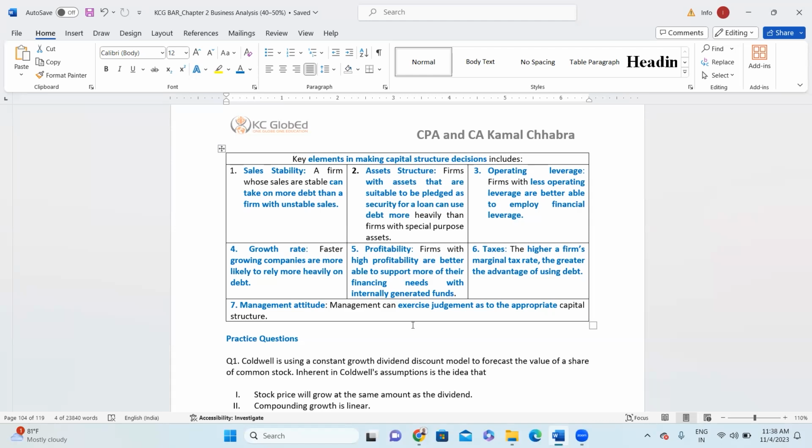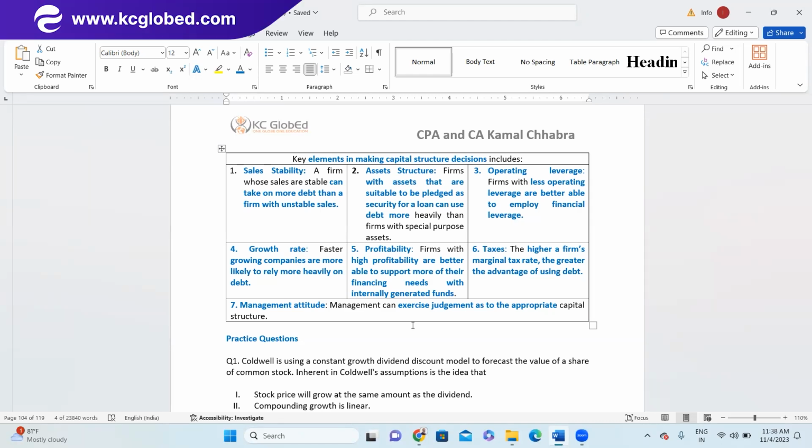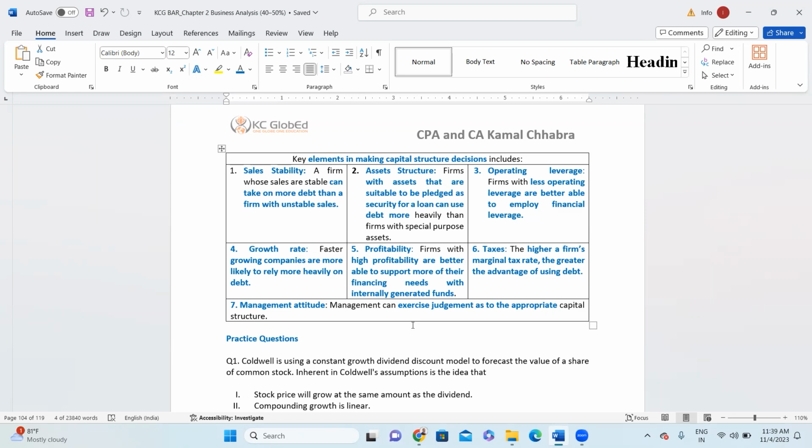Fifth point, clear everyone? Sixth point is taxes. The higher the firm's marginal tax rate, the greater the advantage of using debt. What does it mean? If the tax rate is high, that means you will take more and more tax benefit on interest, right? As you are taking more and more tax benefit of interest, involving debt more and more will reduce your overall weighted average cost of capital, right? And it will increase your debt compared to equity. Make sense?